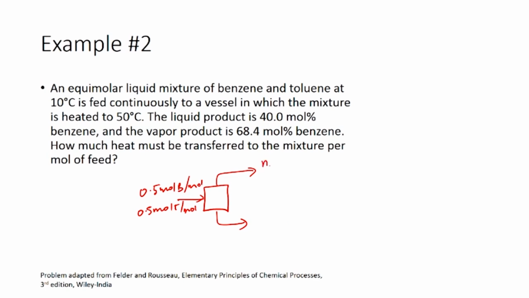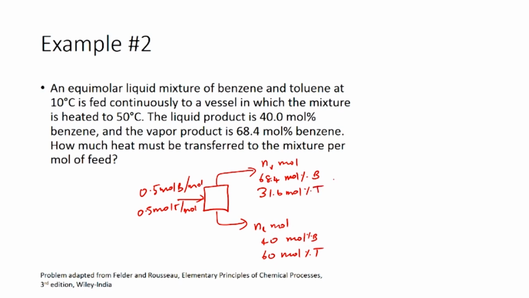Let us call the number of moles in the vapor phase stream as NV moles and the moles in the liquid stream as NL moles. The composition for these two streams have been given as 68.4 mole percent benzene in the vapor phase and 40 mole percent benzene in the liquid phase. So, which means the remaining 60 mole percent is toluene in the liquid phase and the 31.6 mole percent is toluene in the vapor phase.